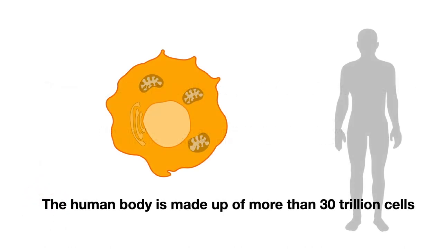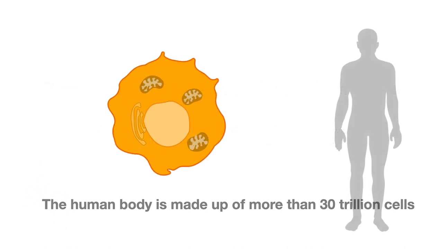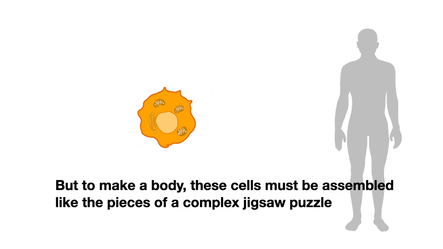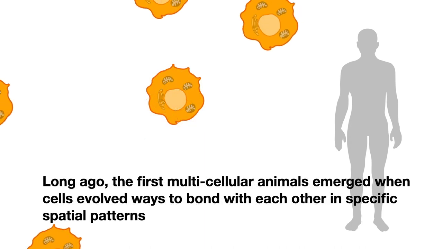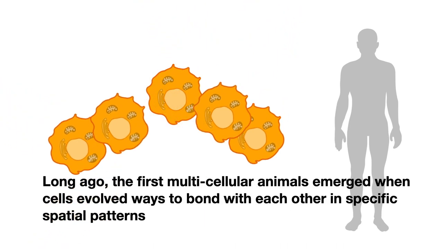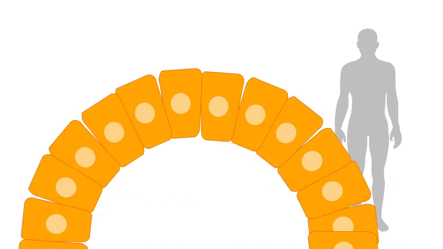The human body is made up of more than 30 trillion cells. But to make a body, these cells must be assembled like the pieces of a complex jigsaw puzzle. Long ago, the first multicellular animals emerged when cells evolved ways to bond with each other in specific spatial patterns.